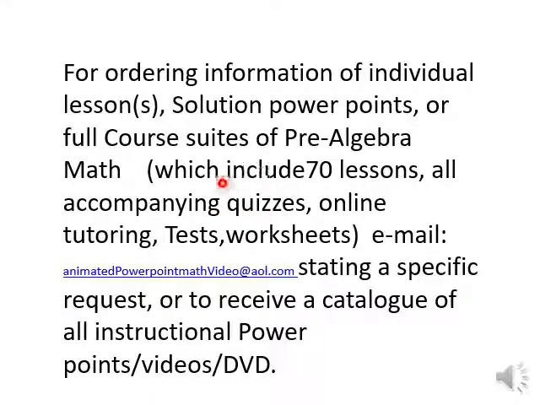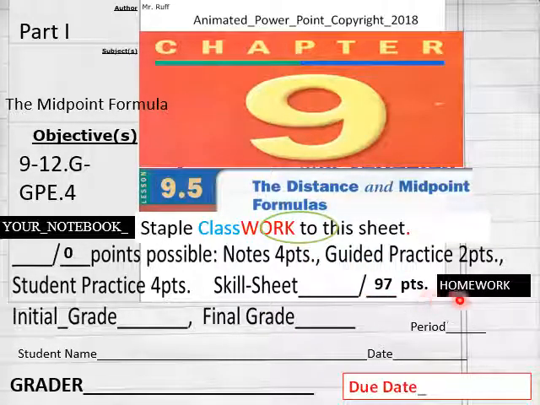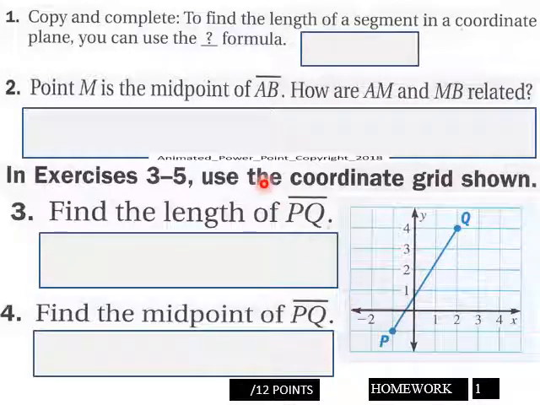Hello everybody, get ready to do lesson 9.5 part 1 homework for pre-algebra math. On our homework sheet today, you've got 97 points. Students, put your name, date, and period on your homework sheet. Due date here for onliners and homeschoolers. And we go right into page 1, copy and complete.